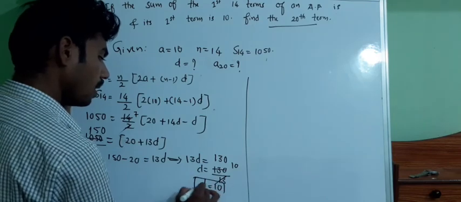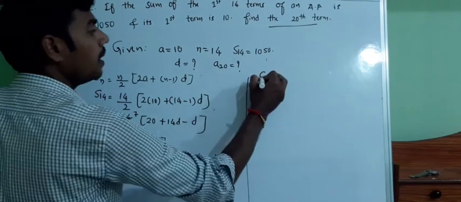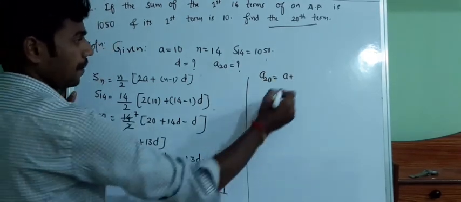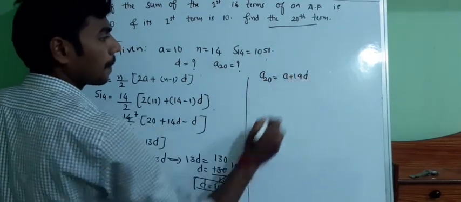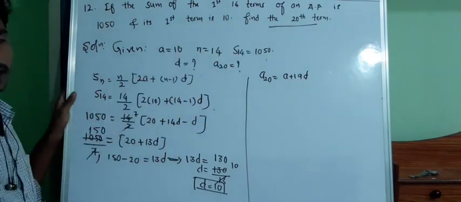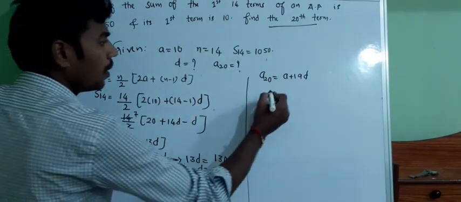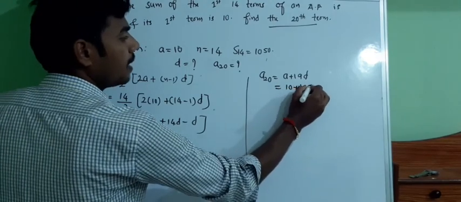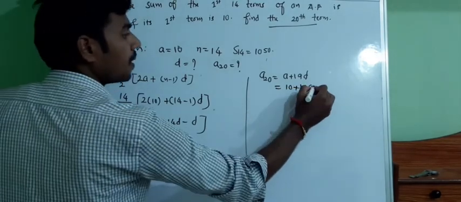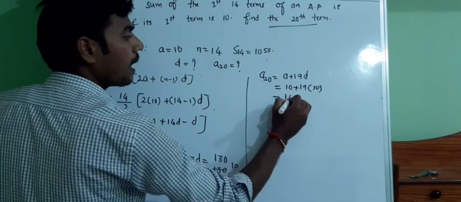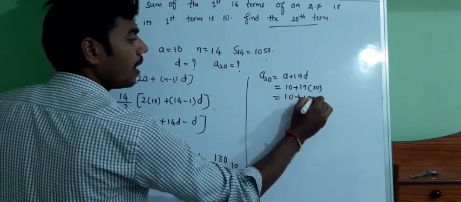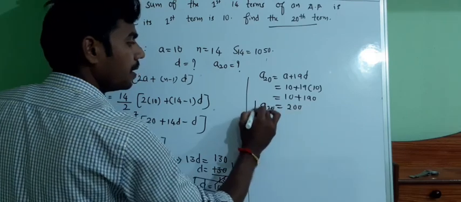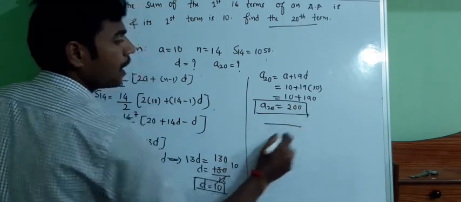Now I got D. Then A20 is equal to A plus 19D, or A plus 20 minus 1 into D, that is A plus 19D. So what is A here? 10, plus 19. What is D here? 10. So 10 plus 19 into 10, 190, that is equal to 200. A20 is equal to 200. So the 20th term is 200. Please note this down.